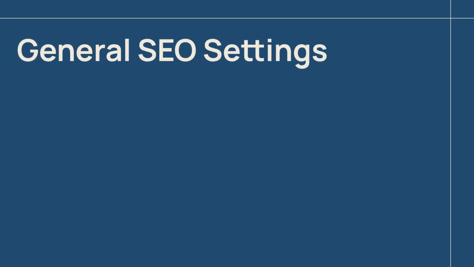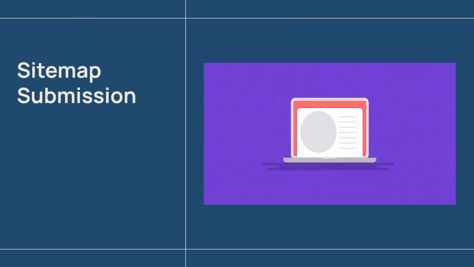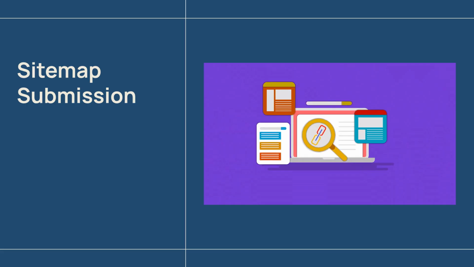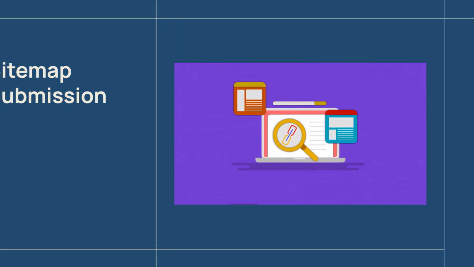Beyond product listings, let's cover the general SEO settings for your entire Shopify store. Optimize your homepage's title tag and meta description. These are typically the first things search engines see, so ensure they are engaging and keyword-focused. Verify that your Shopify sitemap is accessible and submit it directly to Google Search Console. This helps Google efficiently crawl and index your entire store.